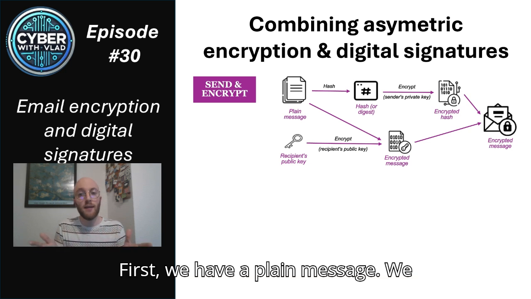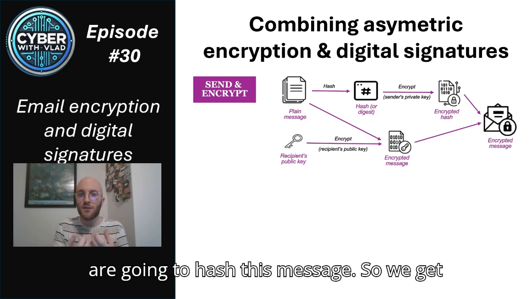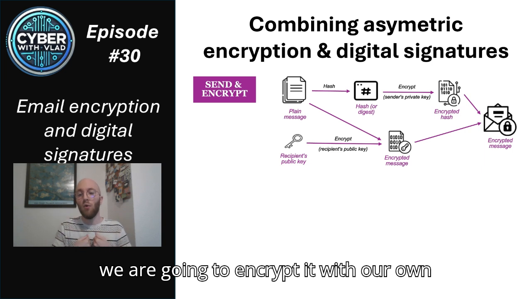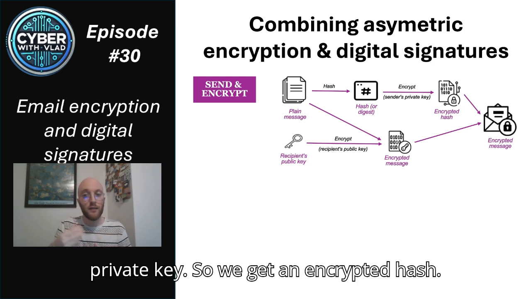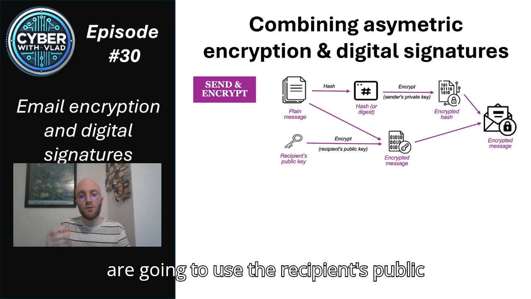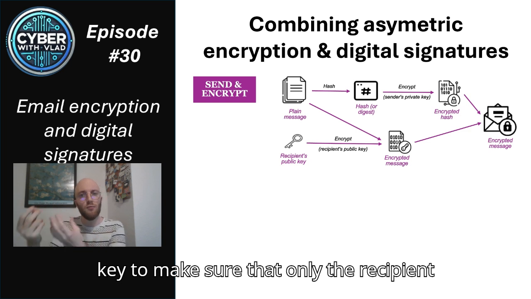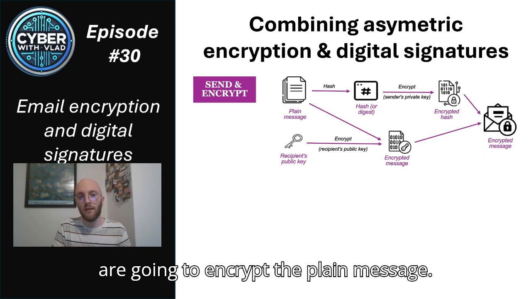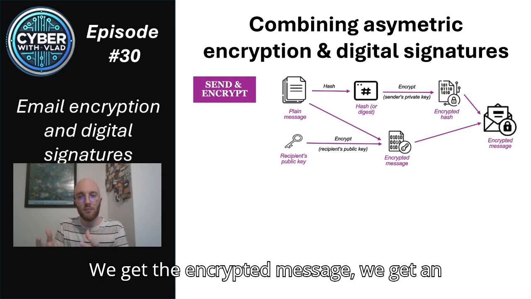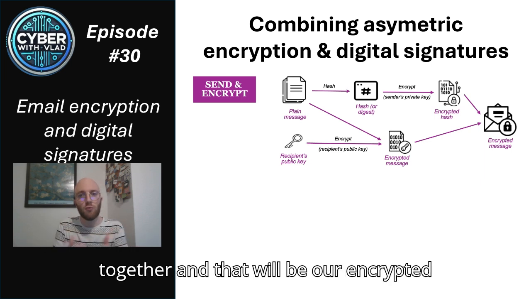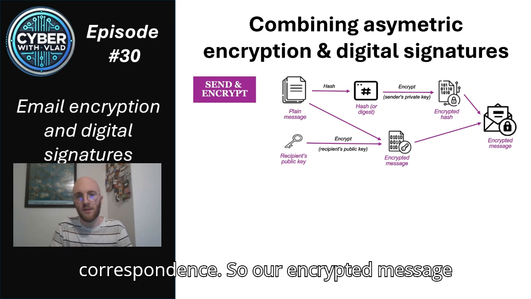First, we have a plain message. We are going to hash this message. So we get a hash or a digest, and this hash, we are going to encrypt it with our own private key. So we get an encrypted hash. In parallel, we are going to use the recipient's public key to make sure that only the recipient is able to read the message, and we are going to encrypt the plain message. We get the encrypted message, we get an encrypted hash, we put both of them together, and that will be our encrypted correspondence, our encrypted message here.